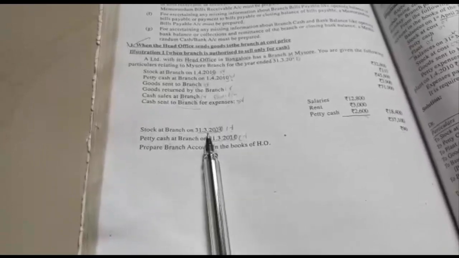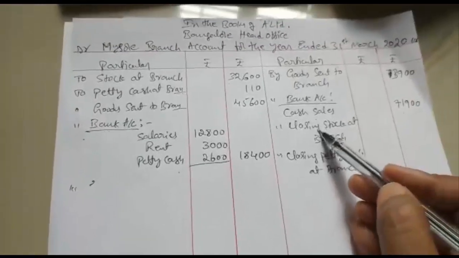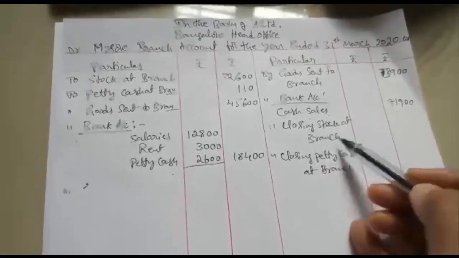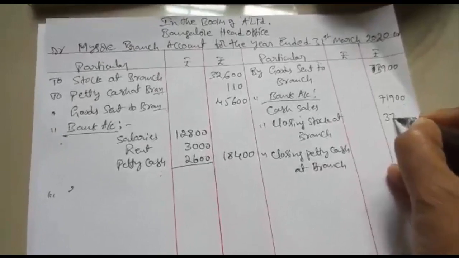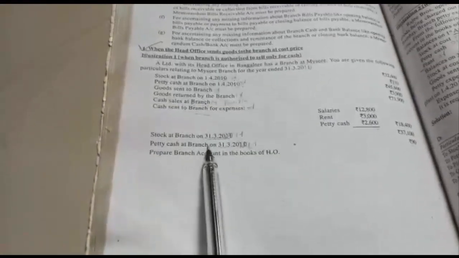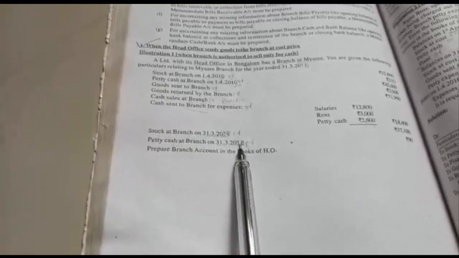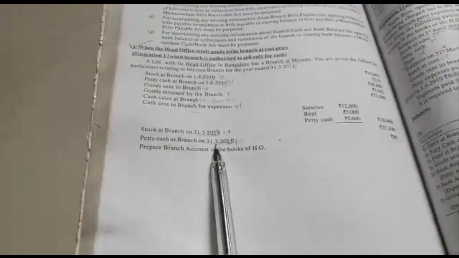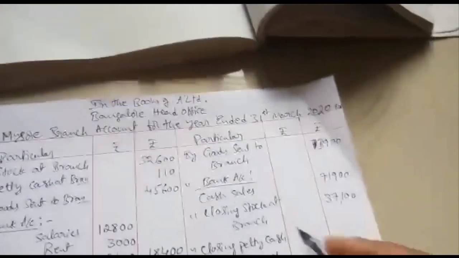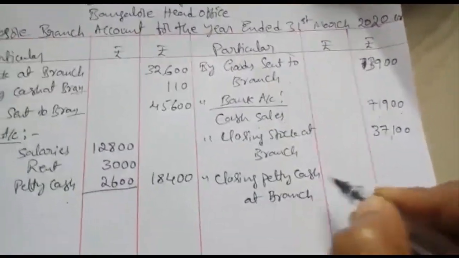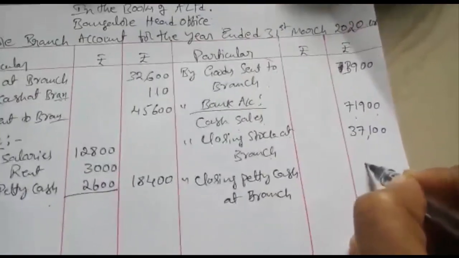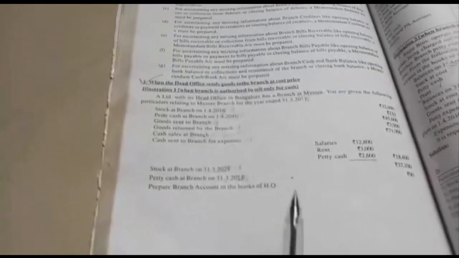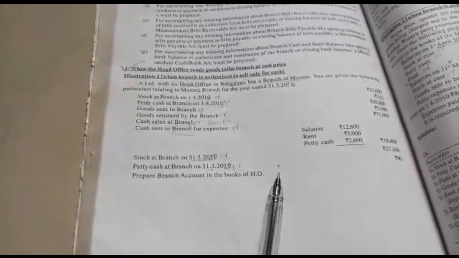Next, stock at branch on 31st March 2020. This is the closing stock, so we take it on the credit side. Closing stock at branch is 37,100 rupees. Next, petty cash at branch on 31st March 2020. This is also closing cash, so I take it on the credit side. The closing petty cash amount is 90 rupees. All items are now entered in the branch account.